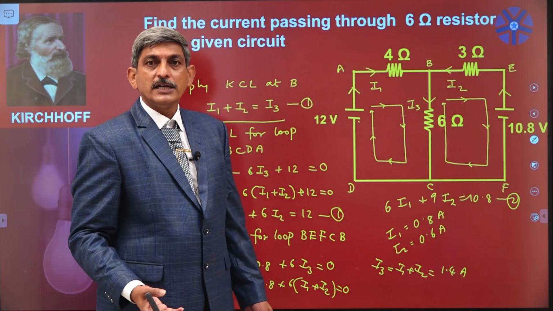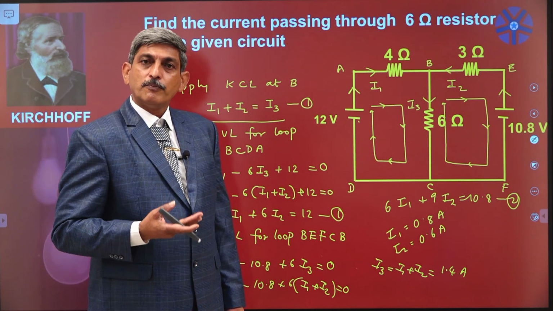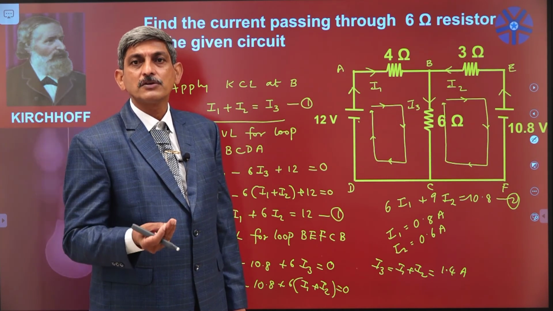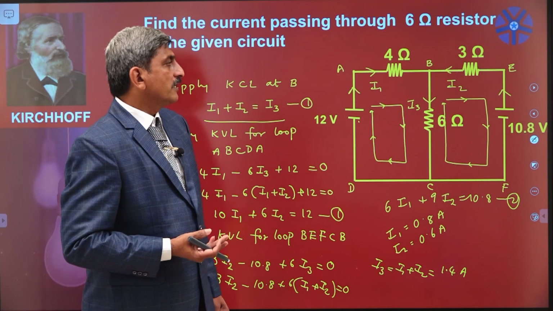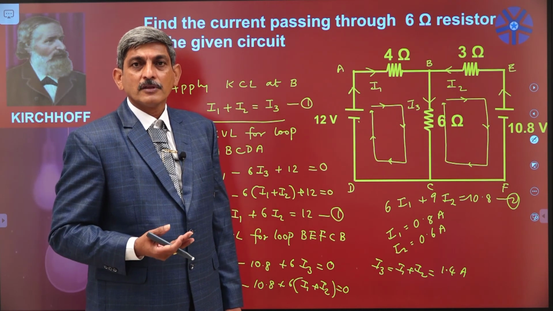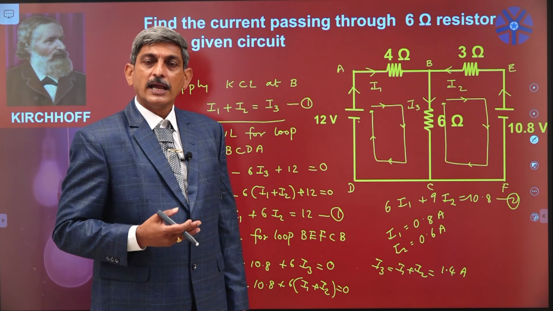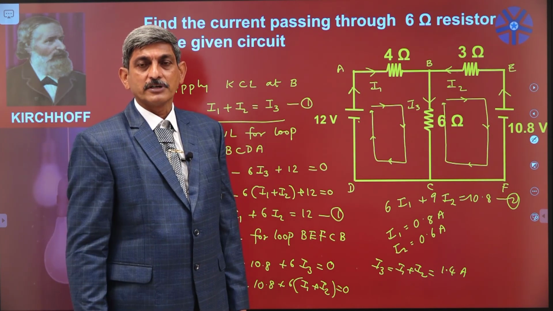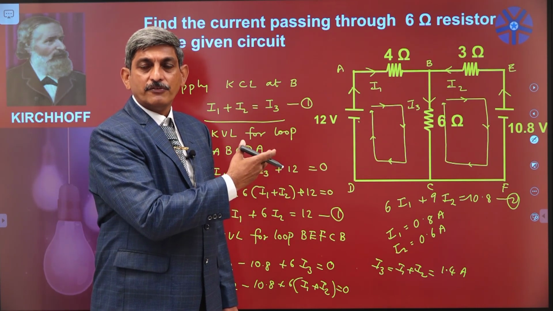If we know the current in a branch, we can determine the potential drop across that branch by using the simple Ohm's law, V is equal to IR. So I think you have the ability to write down the equations using Kirchhoff's current law and Kirchhoff's voltage law for solving networks after seeing this video session.